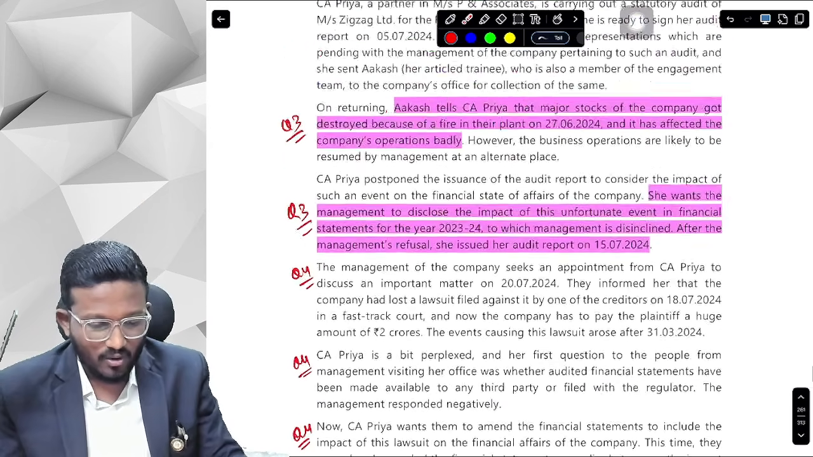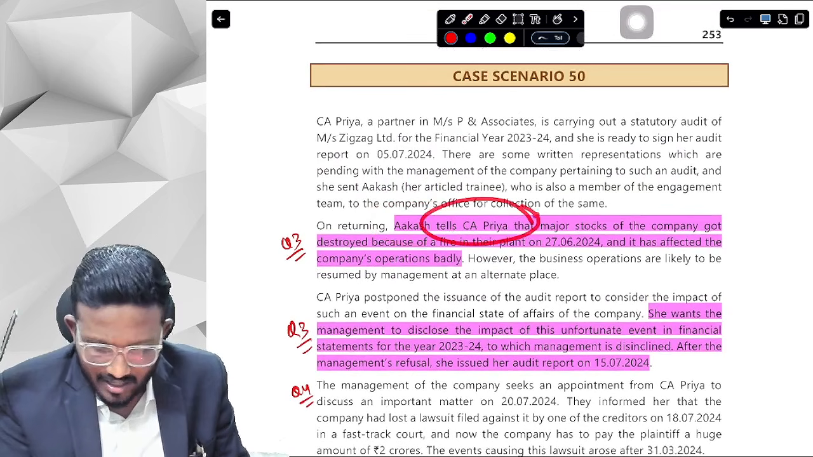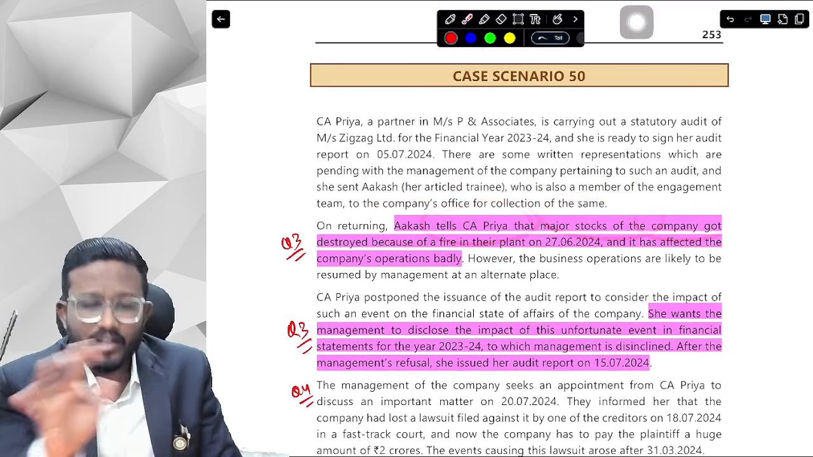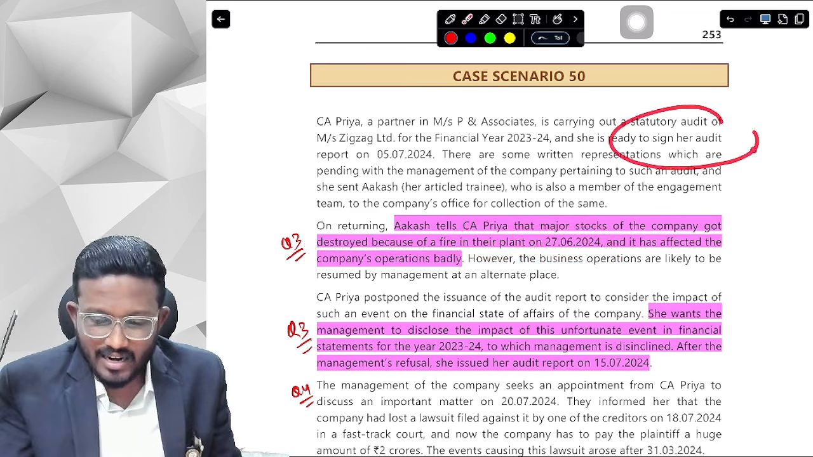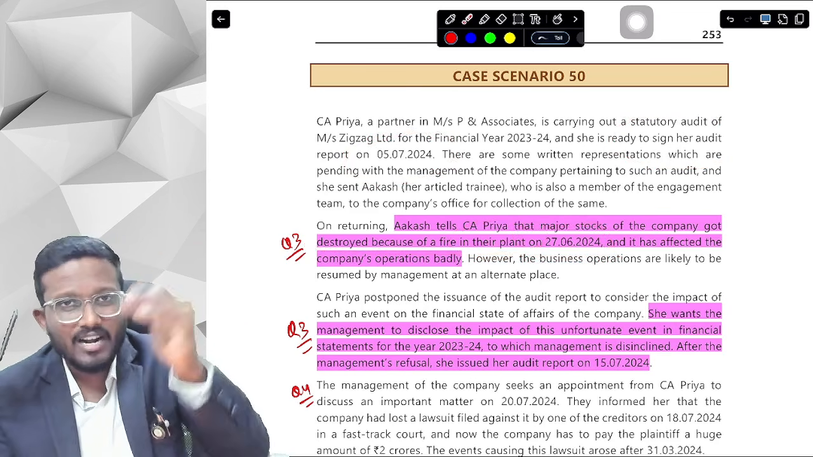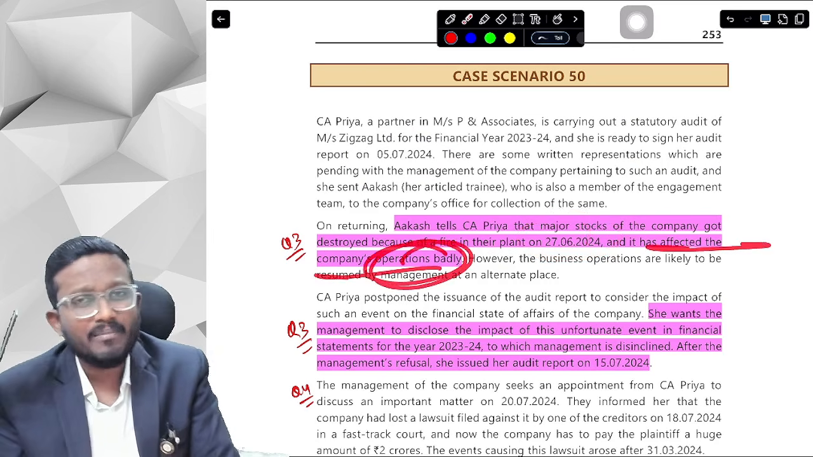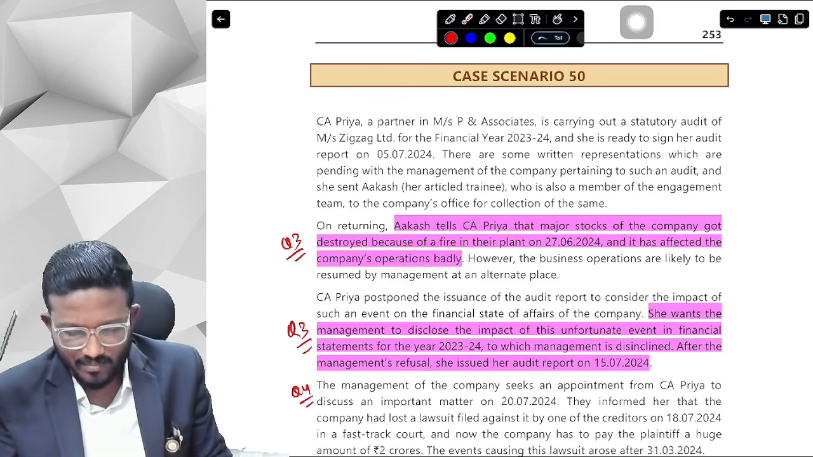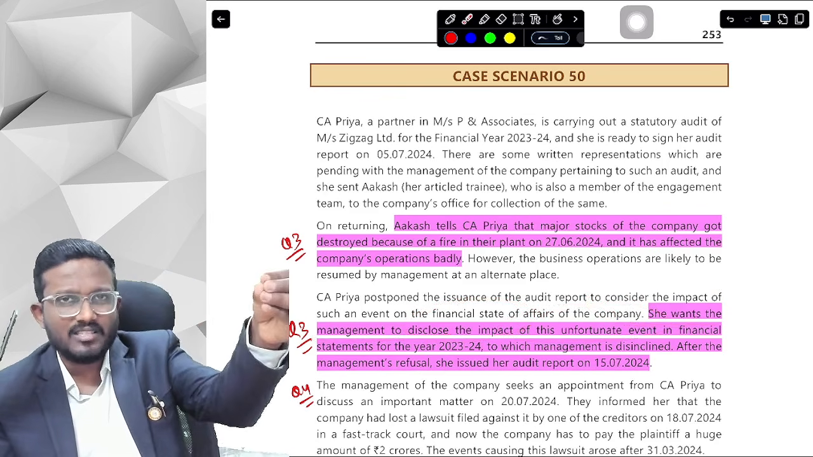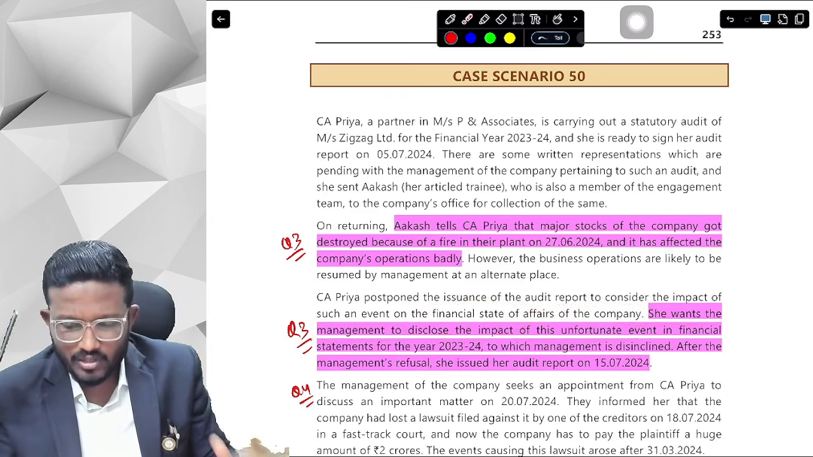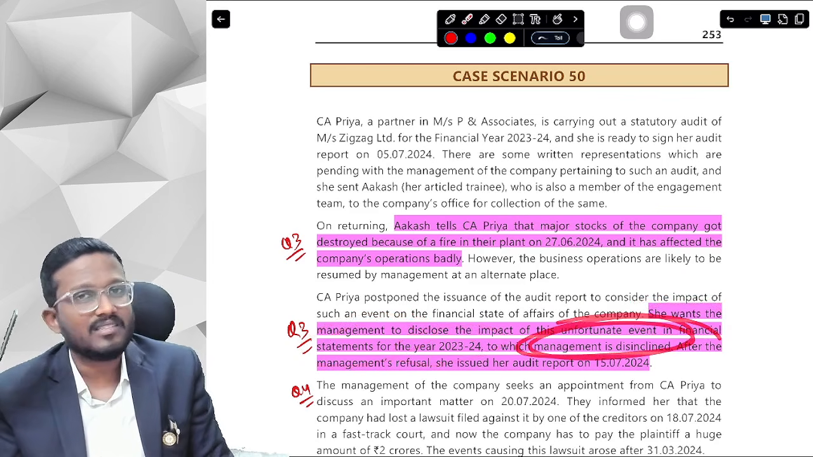Okay, yes sir, let's do the next question. It says that our assistant told us that a major stock of the company got destroyed because of a fire in their plant on 27 June 2024. We were ready to sign our report on 5th July, but before that we got to know about a fire that happened on 27 July and it has affected the company's operation badly. It has a material impact on the financial statements. Now we want the management to disclose the impact of this unfortunate incident since it is a non-adjusting event. So we need to disclose the impact in the financial statements for the year 23-24, to which the management is disinclined. Management said we will not do it.